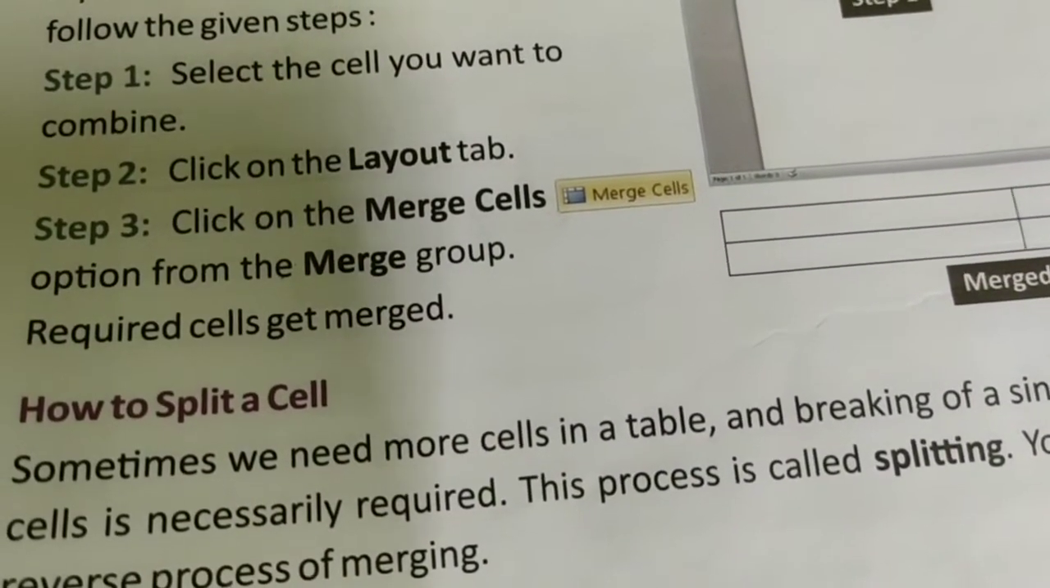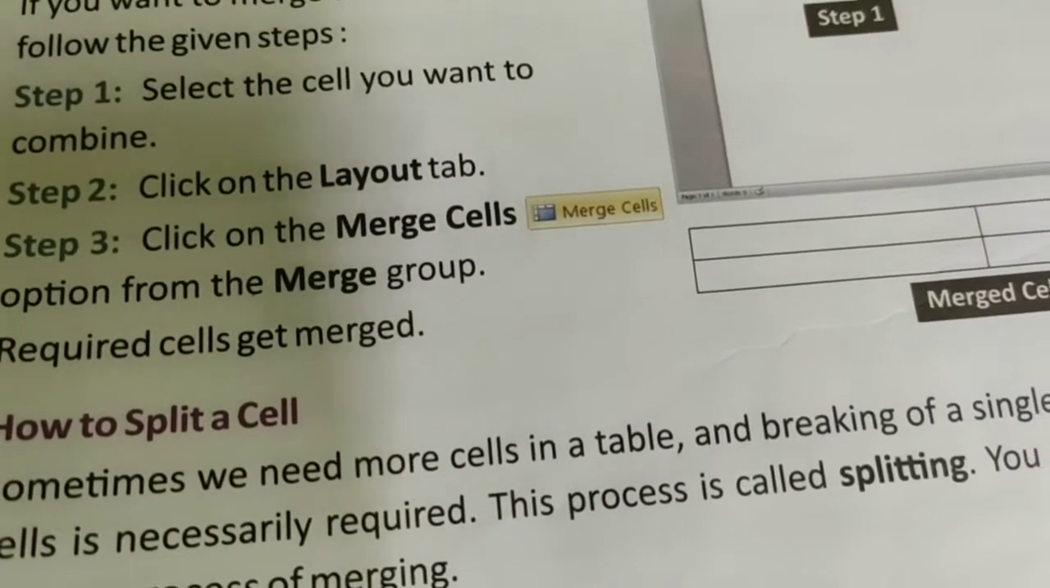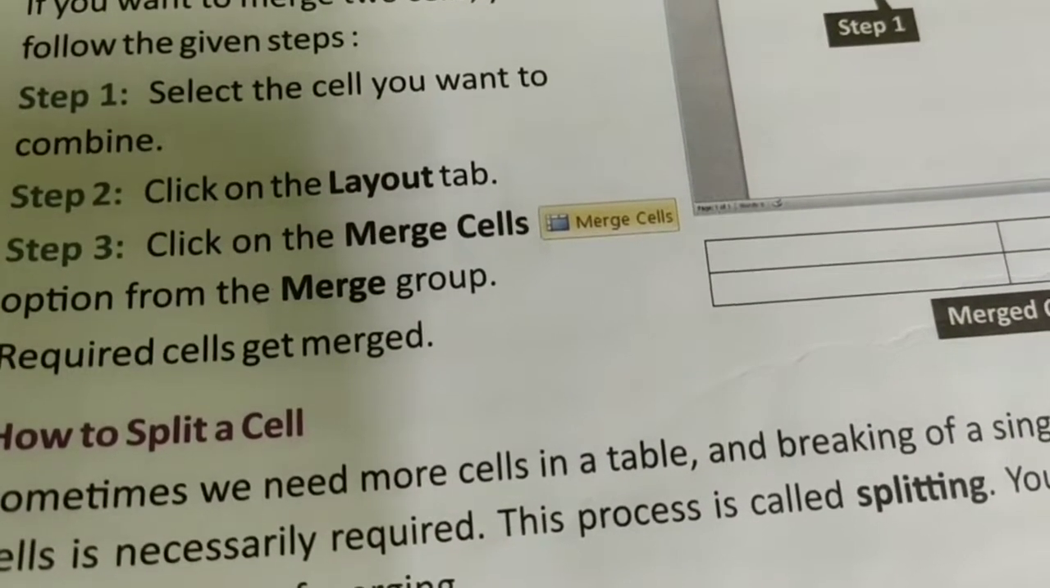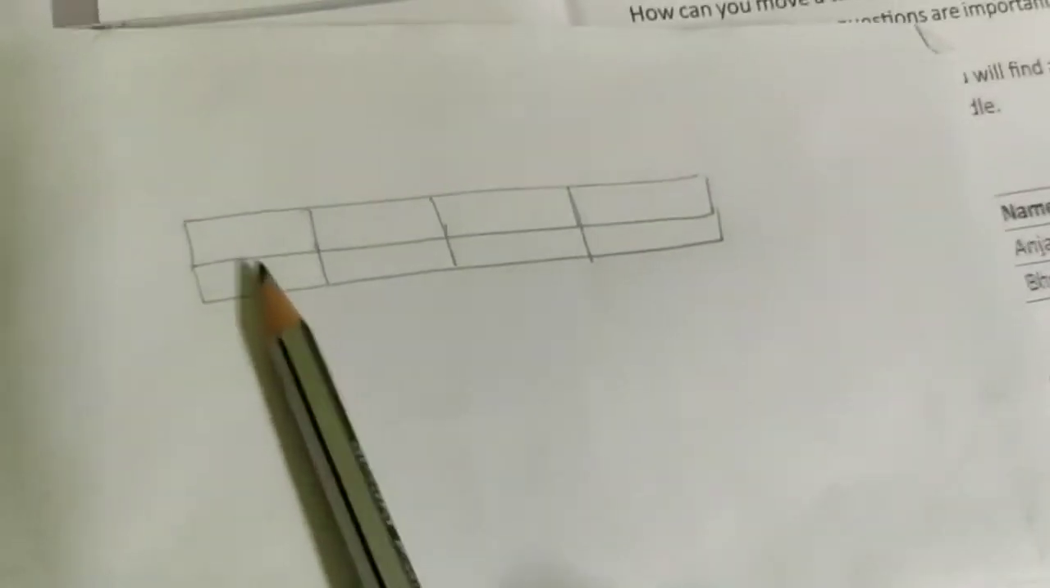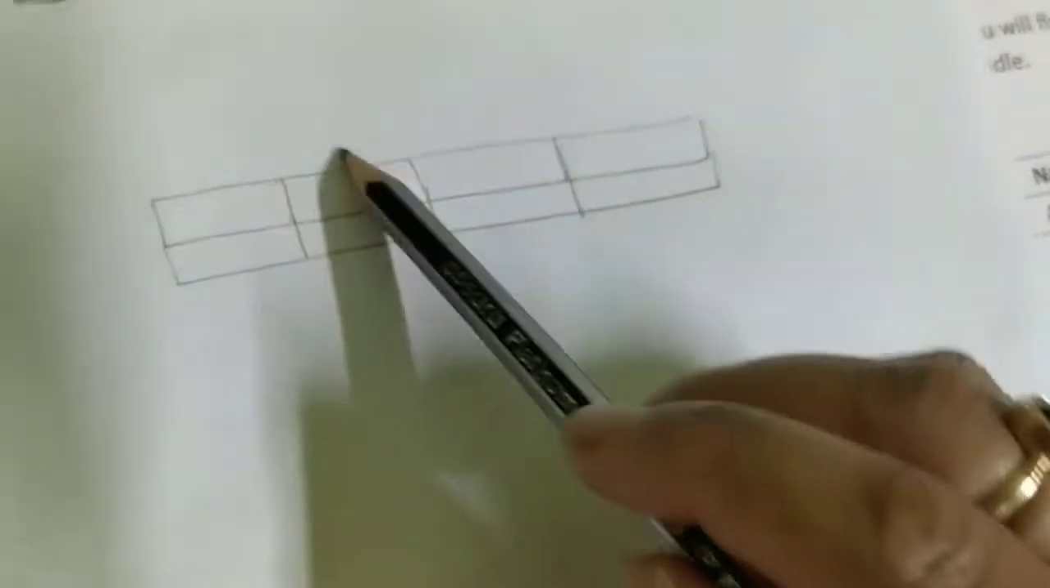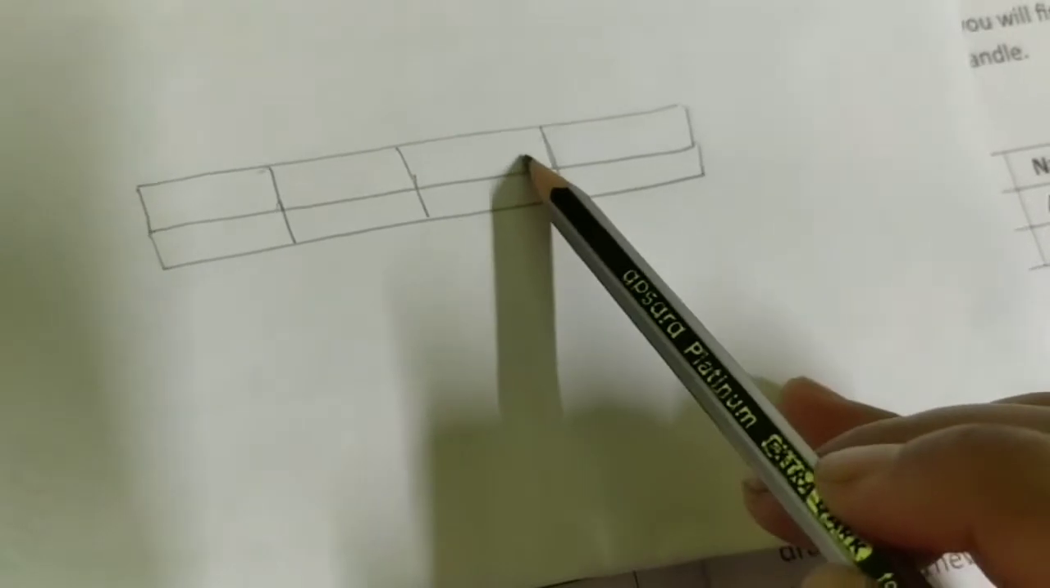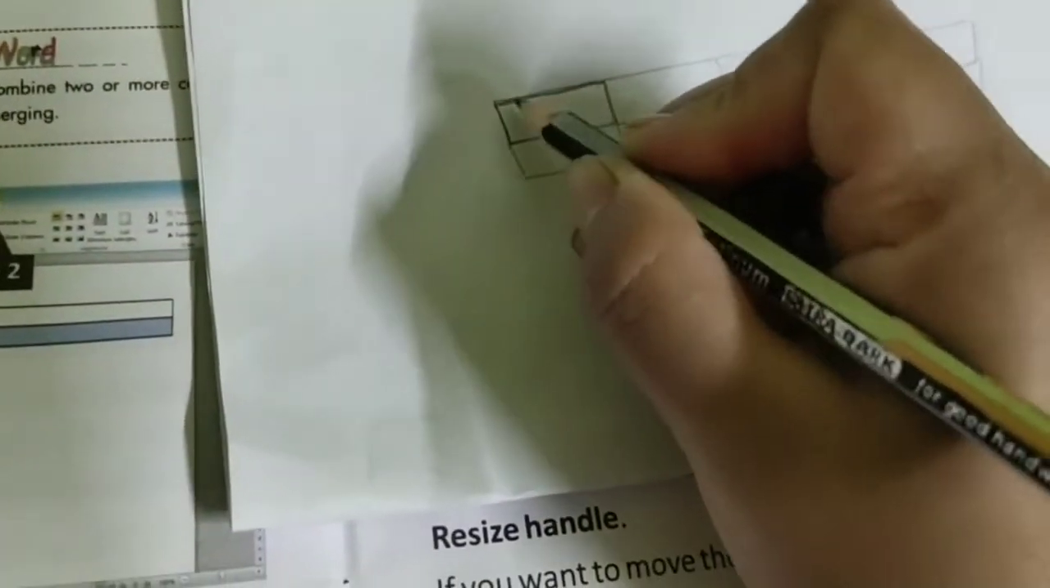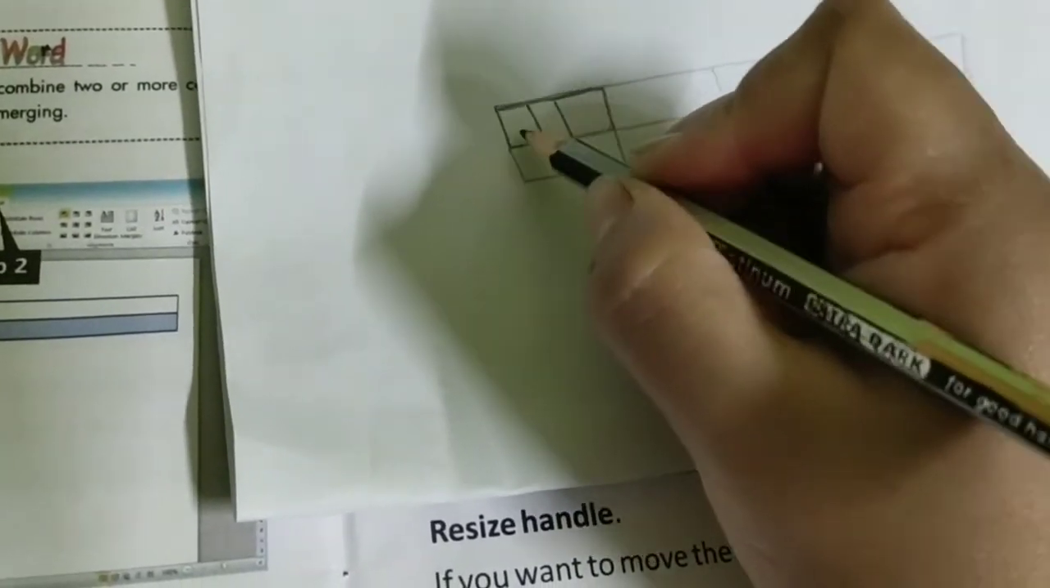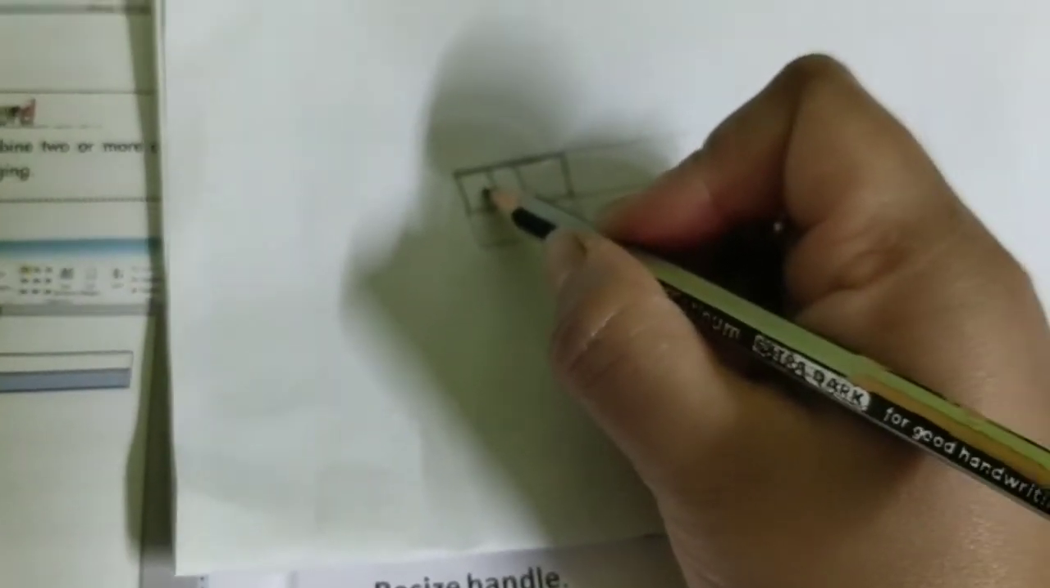The next one is how to split a cell. Splitting a cell means breaking up a single cell into multiple cells. Now I will show you. You see, this is a table I have drawn. This is one cell, this is another cell, this is another cell. All of these are single cells. When a single cell breaks into multiple cells, this one becomes one cell, this one becomes another cell.